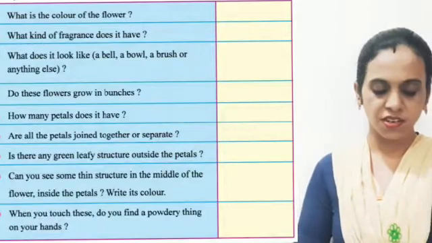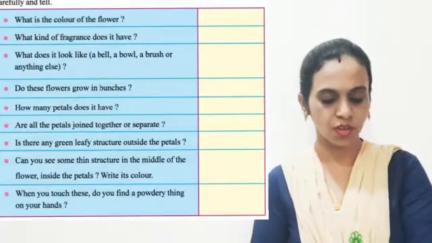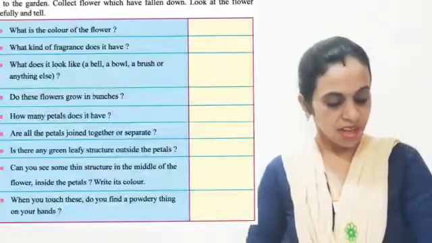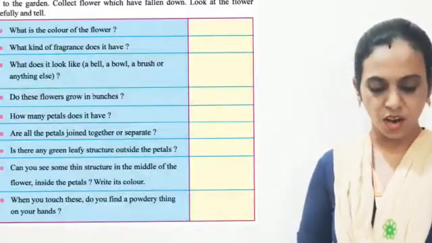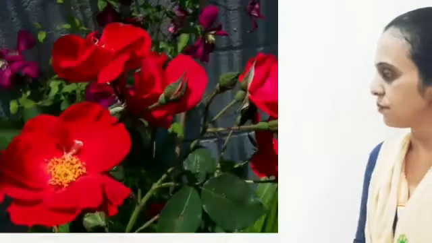How many petals does it have? In one flower, we can see around 40 petals. Are all the petals joined together or separate? We can see all the petals of the flower are separate. Is there any green leafy structure outside the petals? We can see a green leafy structure outside the petals. इसकी जो petals है, इसकी जो पंखड़ी है, उसके बाहर क्या green structure देखने को मिलता है. So we will write yes.